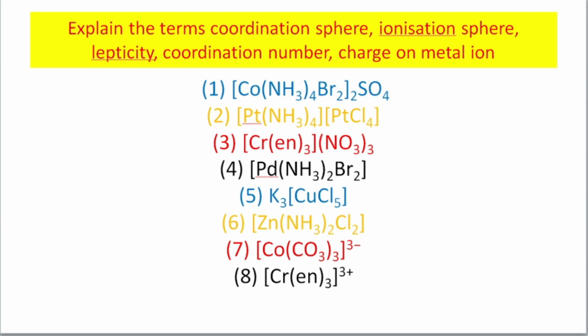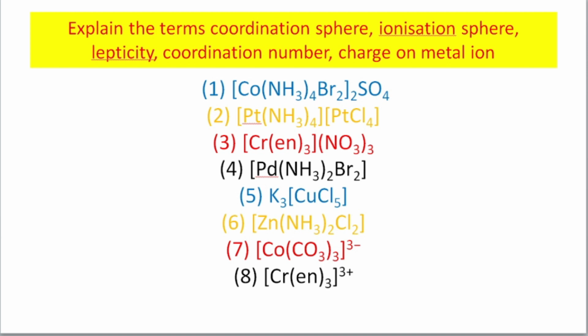And in the last complex, chromium and 3 ethylene diamine. All they constitute the coordination sphere. Those are included in square bracket. So what's the conclusion? Entities which are represented in square bracket constitute the coordination sphere. I hope now this term is clear to you.